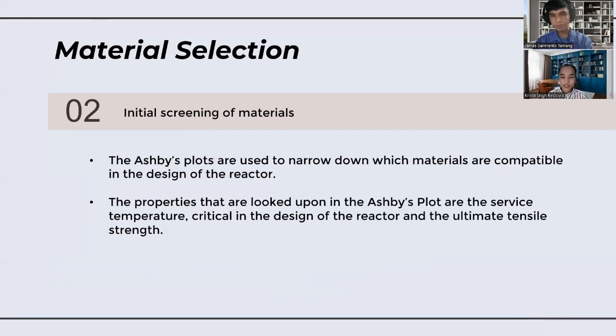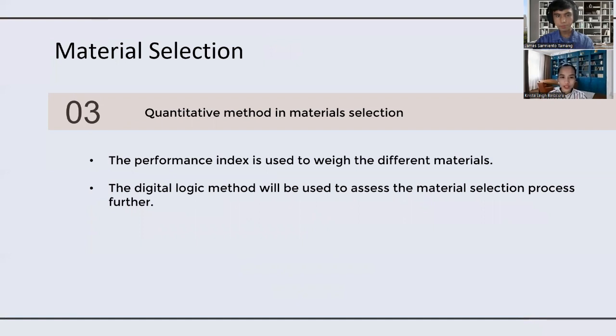Through Ashby's plots, the probable materials to make the reactor will be narrowed down to a few ones. These materials will be further narrowed down during the matrix selection. Since service temperature is critical in the reactor's design, the service temperature against Ashby's ultimate tensile strength plot is utilized. So for the quantitative method in material selection, the performance index is used to weigh the different materials, while the digital logic method will be used to assess the material selection process further.